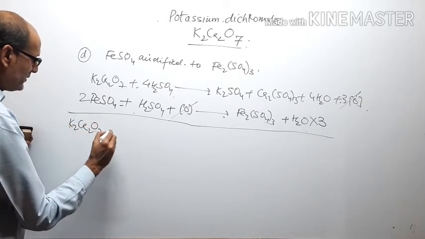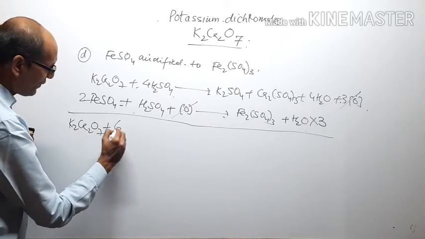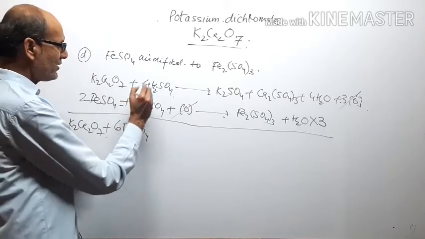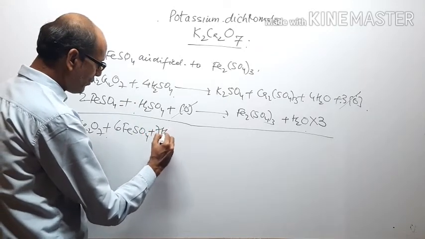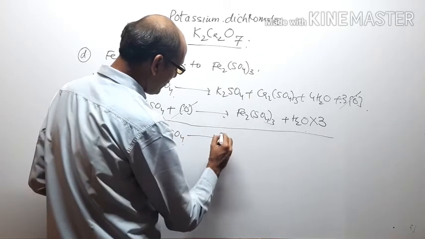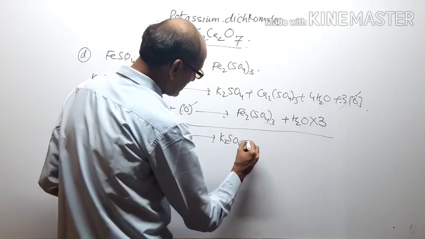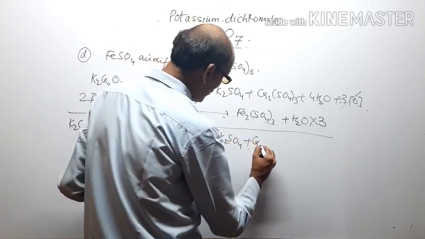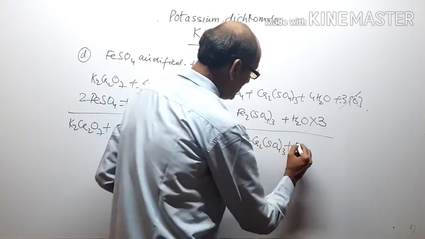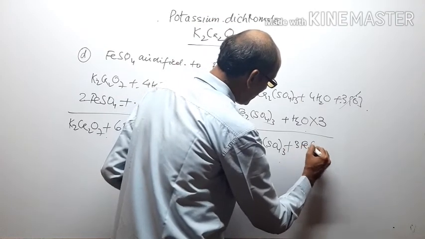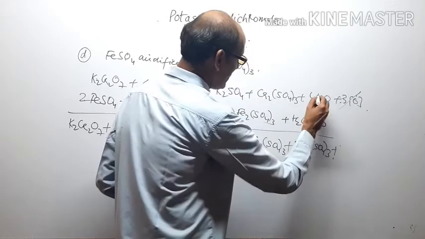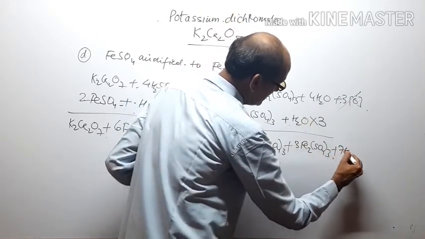K2Cr2O7 plus 6 FeSO4 plus 3 plus 4, that means 7 H2SO4. It gives K2SO4 plus Cr2(SO4)3 plus 3 Fe2(SO4)3 plus 3 plus 4, 7 H2O.